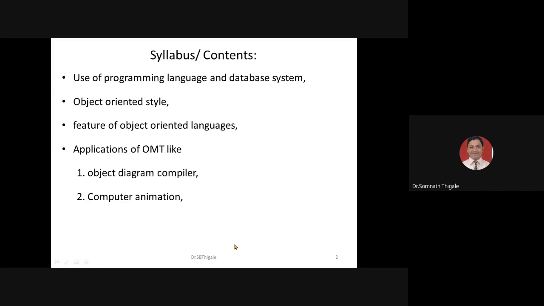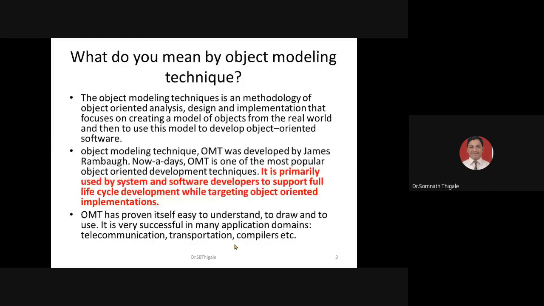So let's start with the basic idea. Object modeling techniques, as we already know, are primarily used by system and software developers to support full life cycle development while targeting object oriented implementation. Being a developer or a software engineer, I will consider each and everything in terms of an object, and based on the object I will decide attributes and its operations, and I will club them as a simple part of a class, and with respect to the class I will implement each and everything. That is the concept of object modeling techniques.